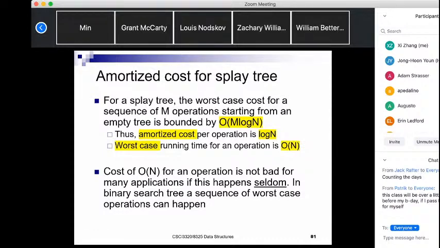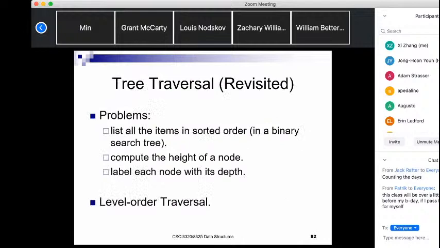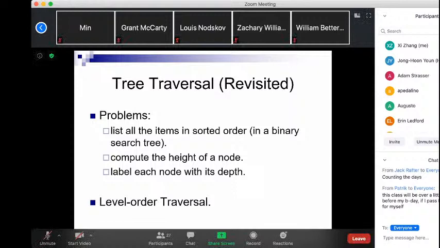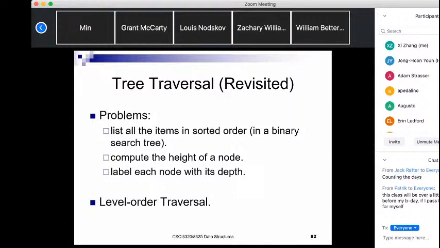I will go back to tree traversal because this one was somewhat related to your programming assignment. In the programming assignment, you have to do something called level order traversal. So I will discuss level order traversal, and I will also talk about the 3 different traversal algorithms we already discussed. First, if you want to print every element in sorted order in a binary search tree, what do you need? Can you write down the code? You can easily find code to do that, right?